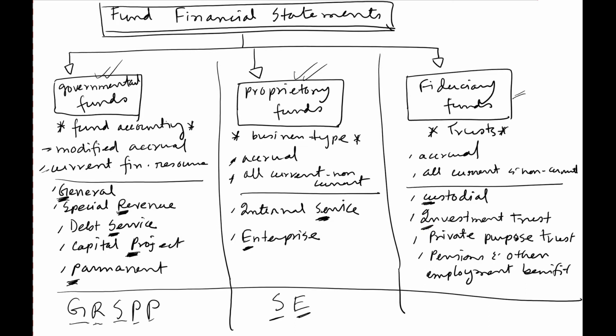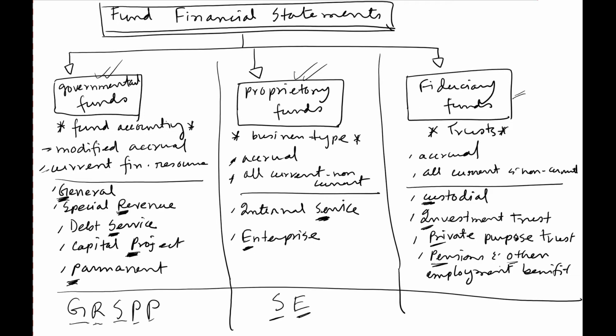And then they have private purpose trusts. These private purpose trusts are neither investment nor pension assets, so this covers special types of trust. And then pension and other employee benefits. We are all familiar with these: employment benefits or pension assets, which are dedicated for those specific funds.